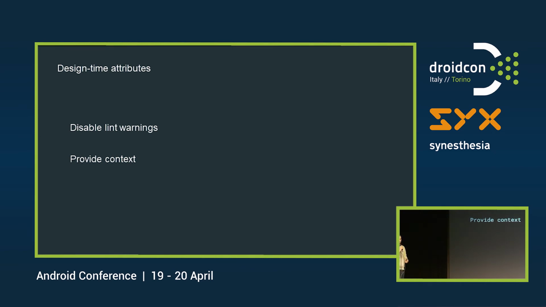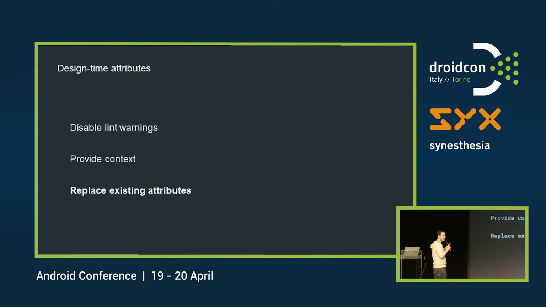So there is another use of design time attributes, which comes in pretty handy. It's something that we added in 3.0, which is called sample data. But before we get into that, the other thing that you can do with design time attributes is to replace any attribute in your layout. So any Android attribute, any app attribute in your layout can be replaced using design time attributes. So let's see an example.